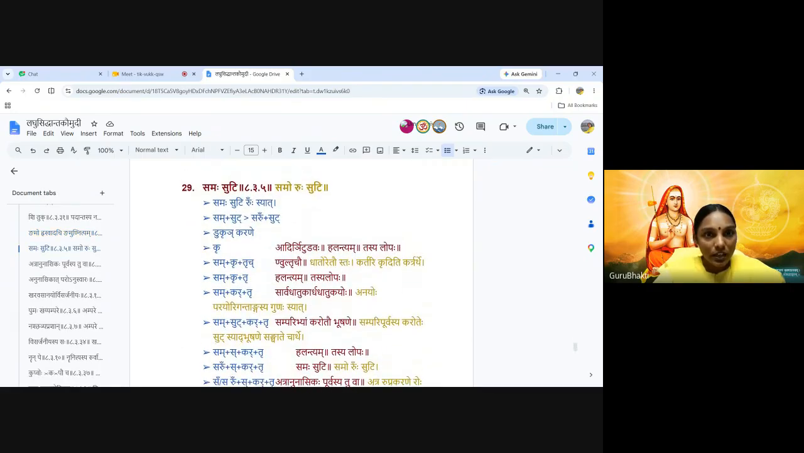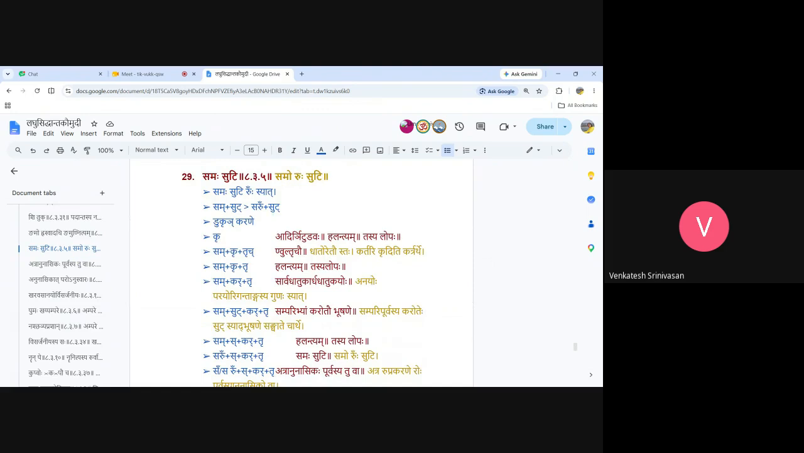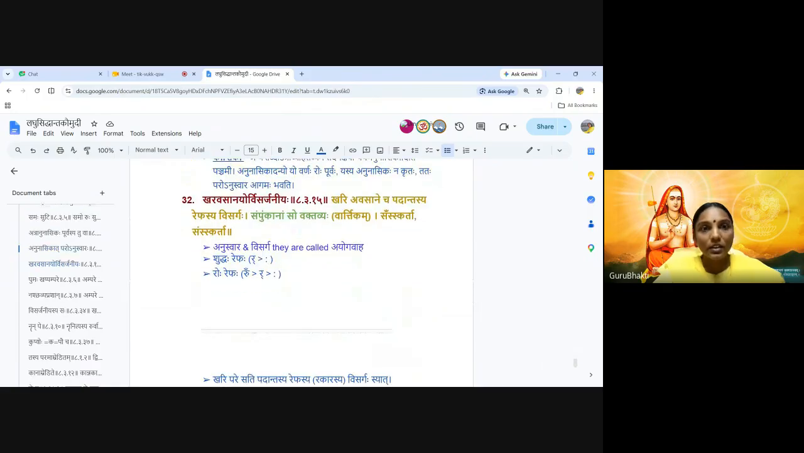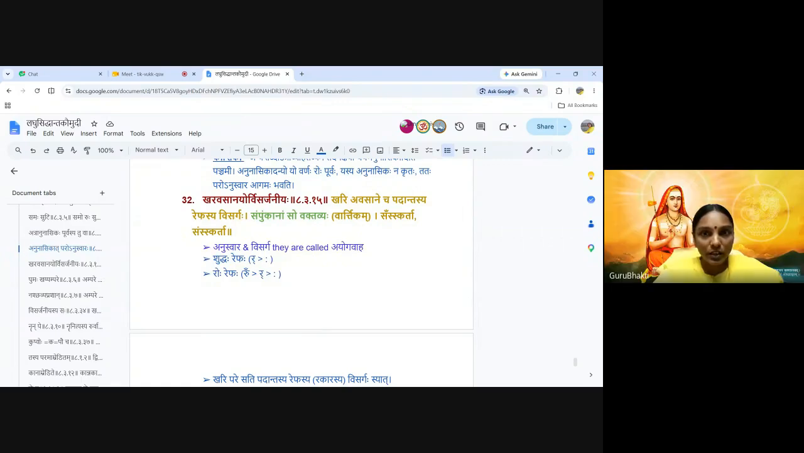Did we start this sutra? Samasuti? No. Okay, before that, let us see Kharavasanayor Visarjaniyah. Kharavasanayor Visarjaniyah. Two shabdas are there in this: Khari and Avasane. Visarjaniyah. Khari and Avasane are in which vibhakti? Saptami. So Saptami should be? Nimitta. Then Cha Padantasya Refasya.